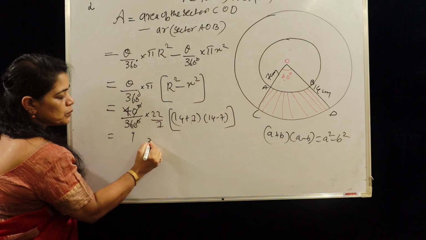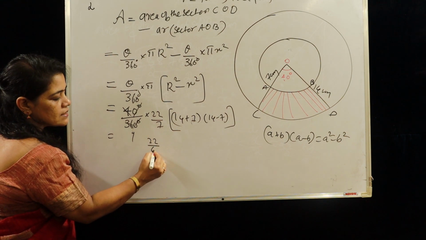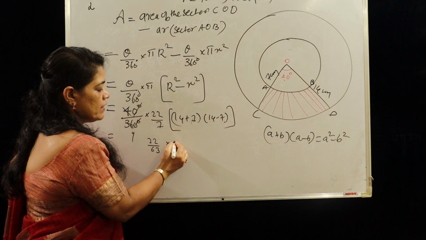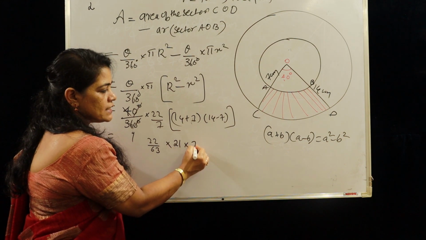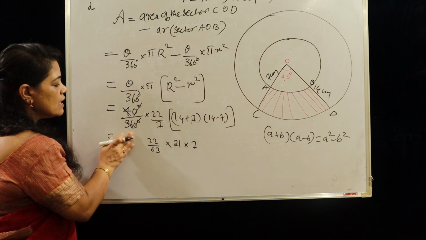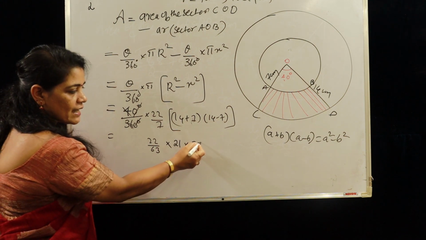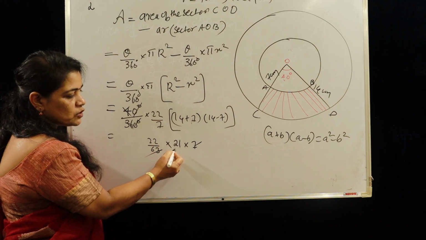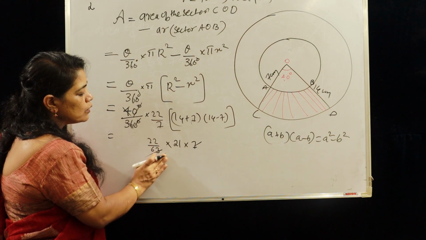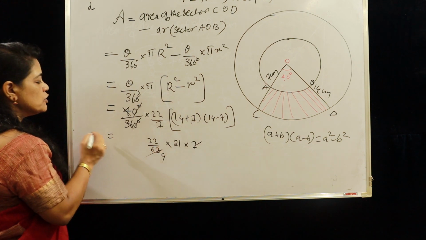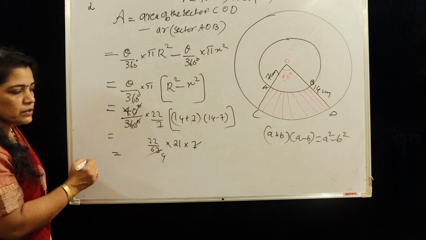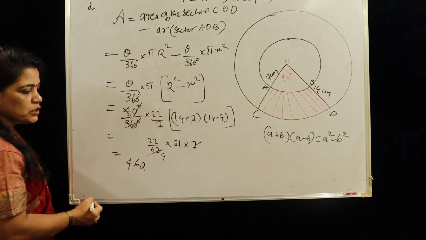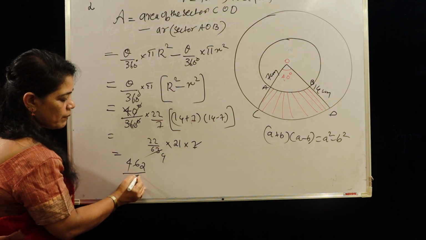So 22 divided by 9 sevens are 63 into 21, which is 14 plus 7, into 7, which is 14 minus 7. This is the last step. Then 7 and 63 cancel, 9 times, and 9 and 21 we cannot cancel. So we multiply 22 and 21, that is 462, divided by 9.